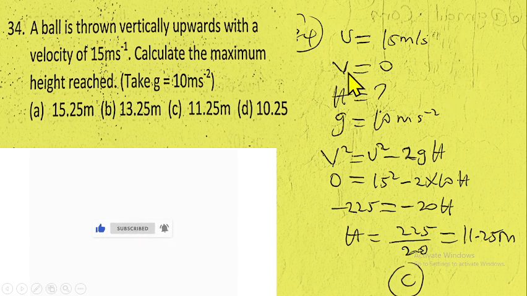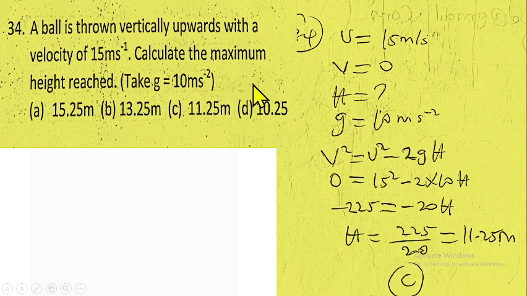It will first of all stop for a second, and at that point where it stops, final velocity is 0. Then h is the height reached. Then g is the acceleration due to gravity, 10 meters per second squared.